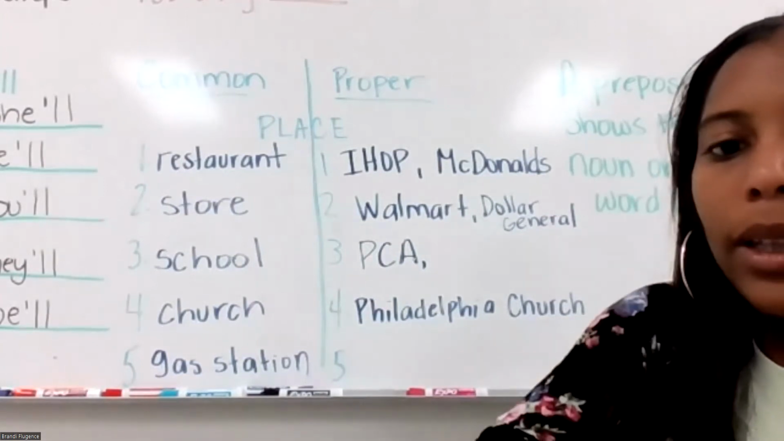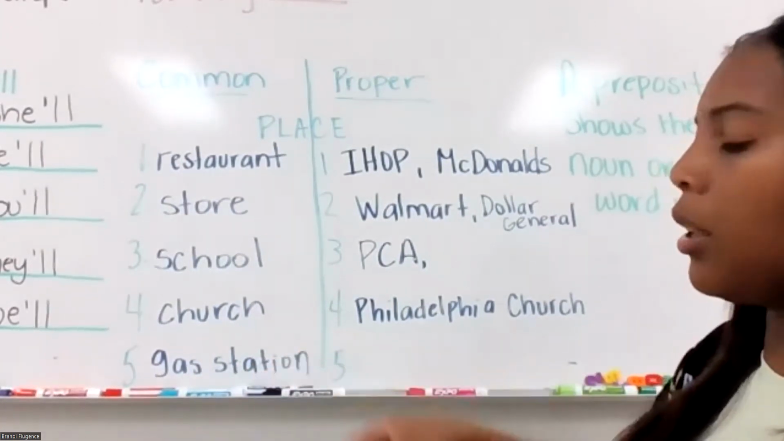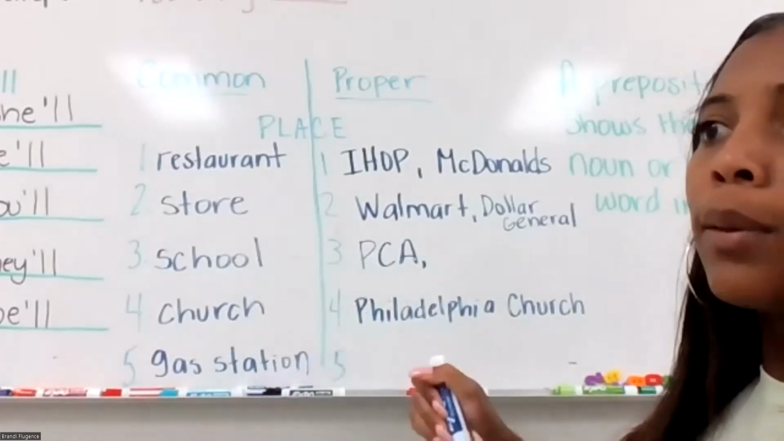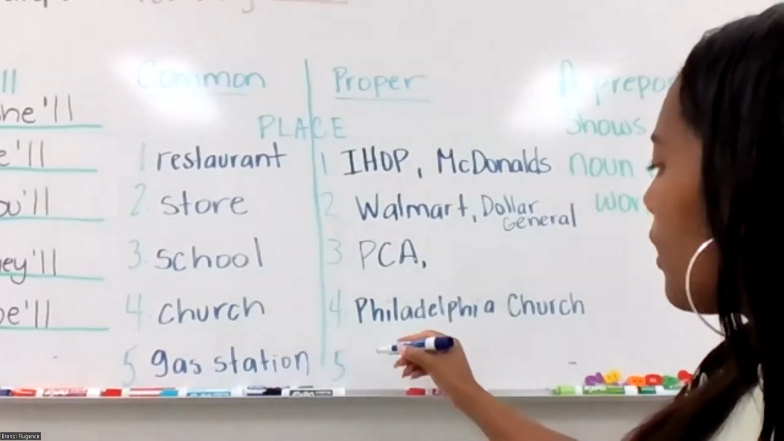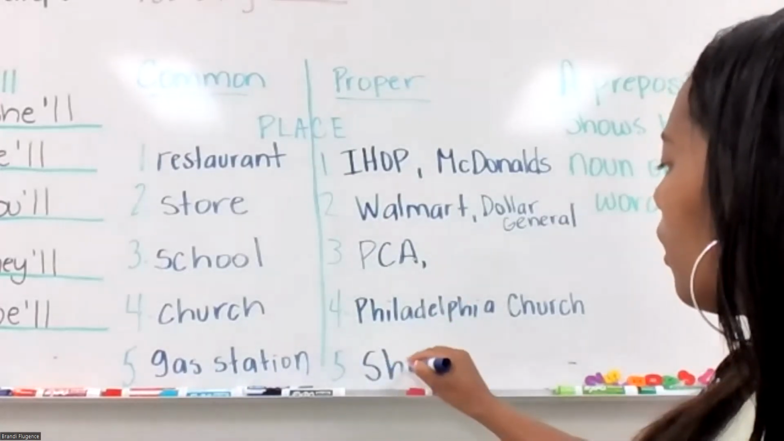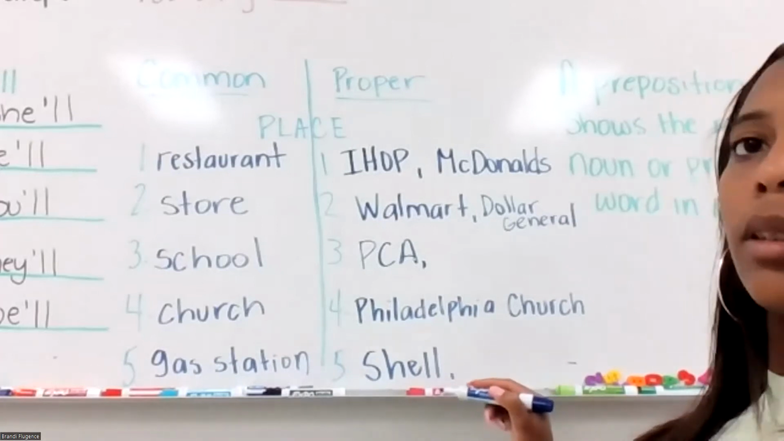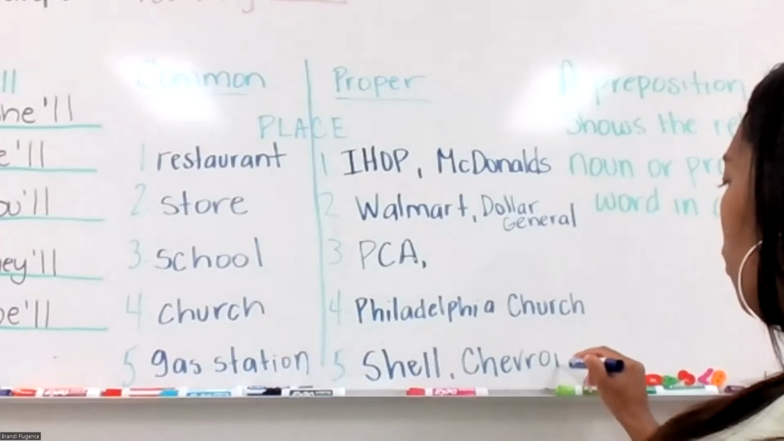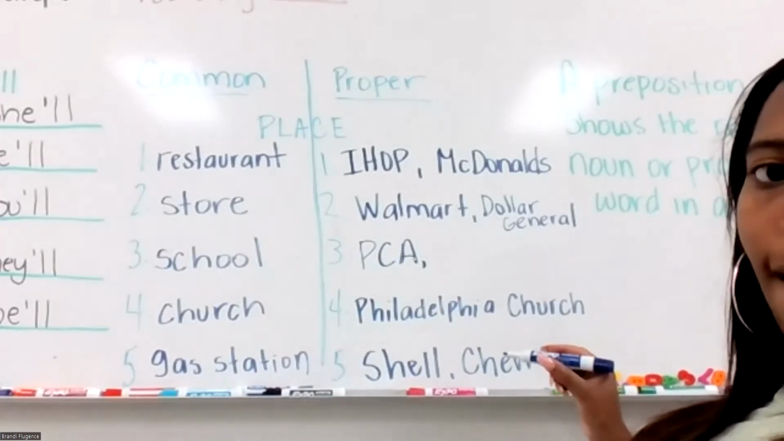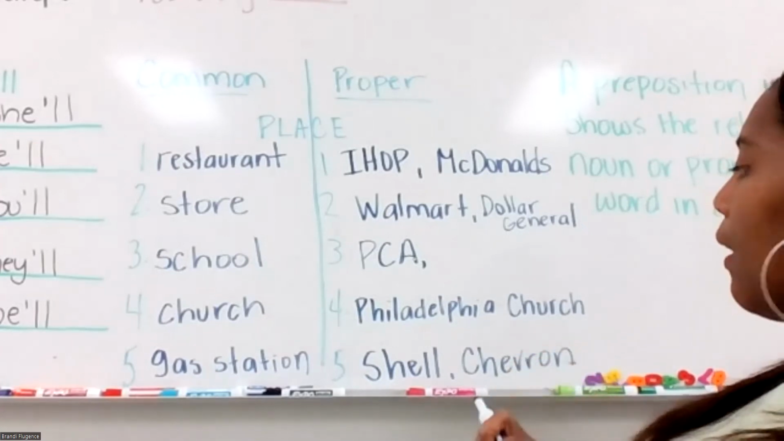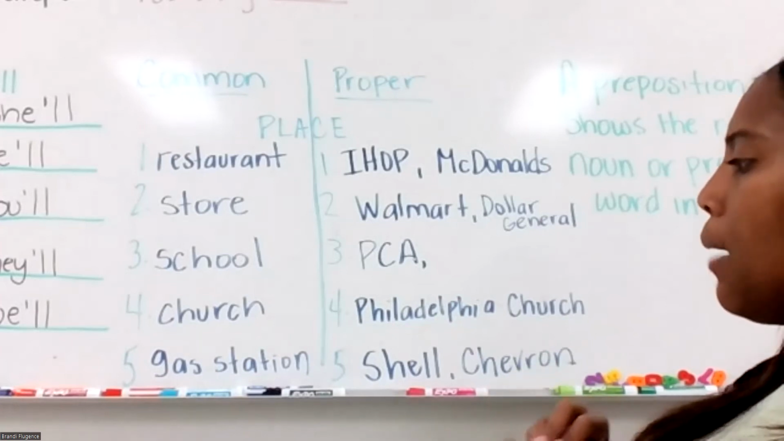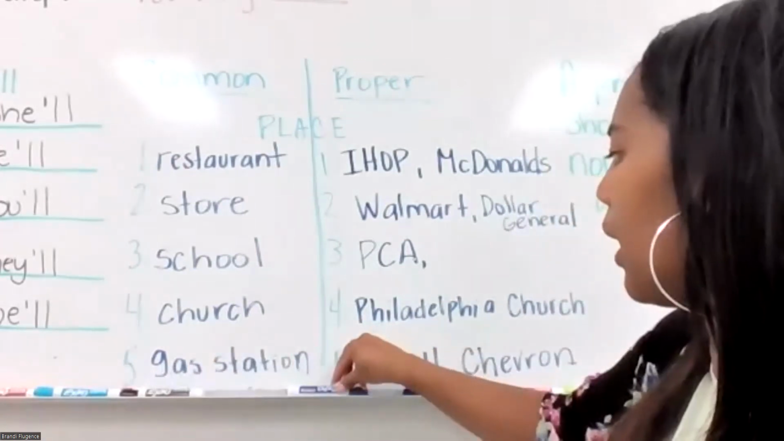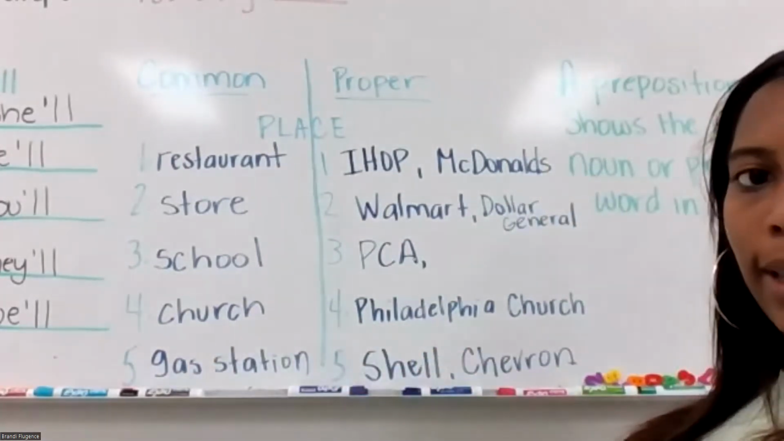And then the last one, we have gas station. There are so many. Turn gas station into a proper noun. What's a gas station? Shell. Shell is a gas station. Anybody have another one? I'm just going to put Chevron. Racetrack. Yep. So all of these are examples of common nouns of places and turning them into proper nouns, giving them their actual name. Go ahead and get these down.